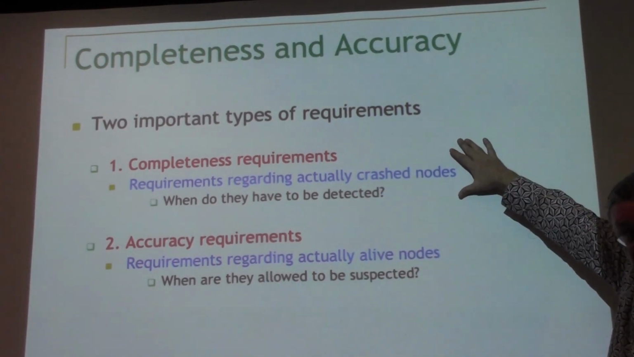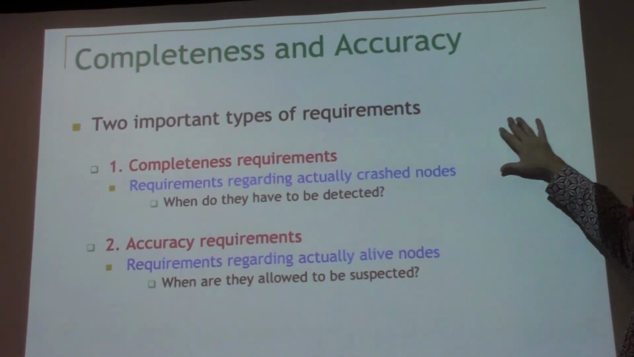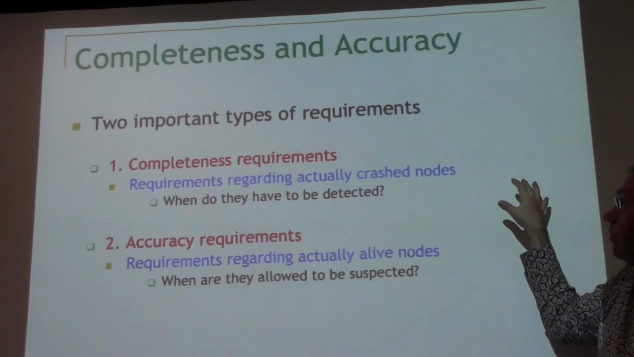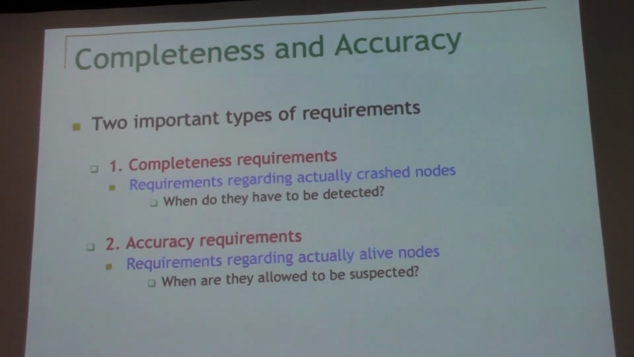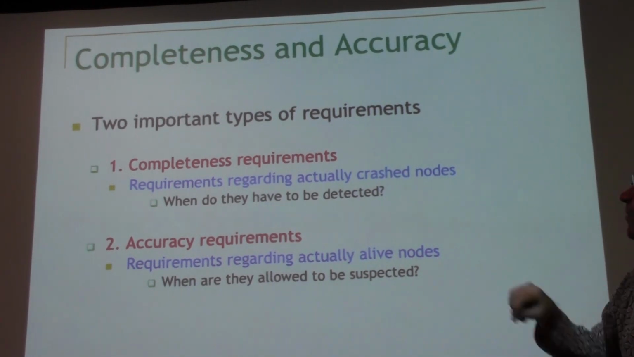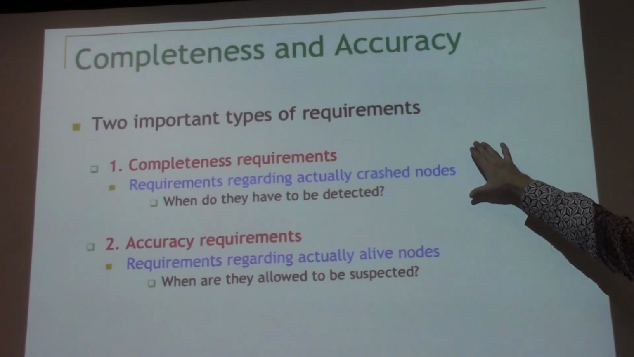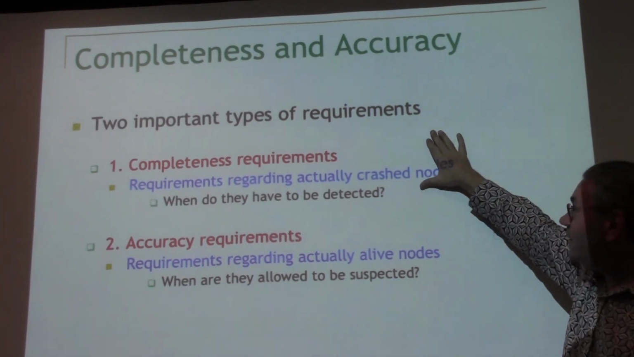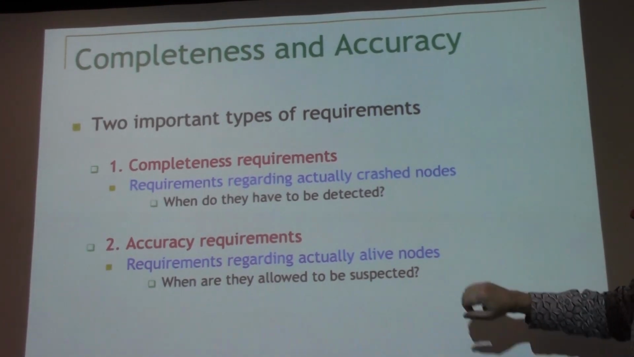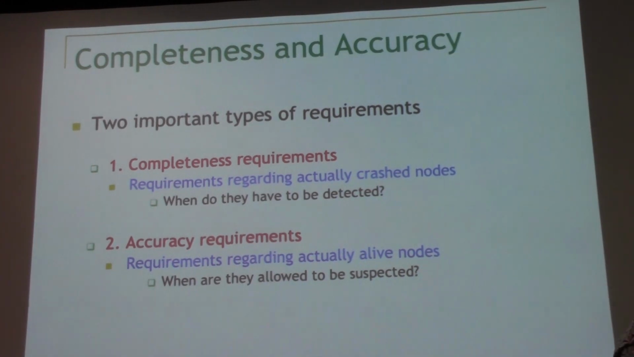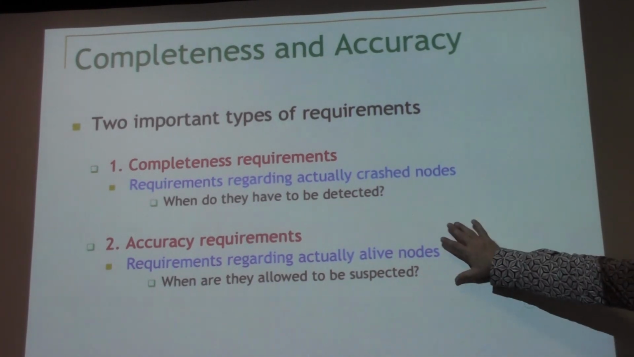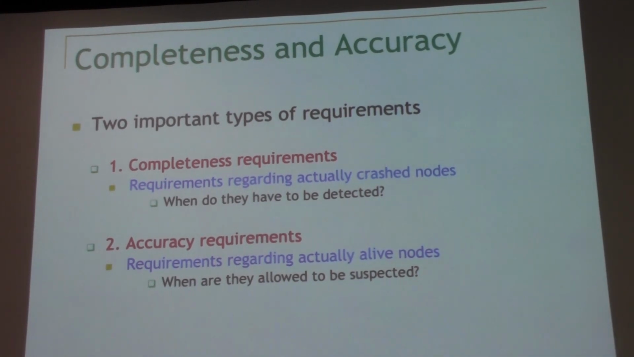So these are the two kinds of properties. You don't miss any nodes. It might take some time, but you eventually get them all. It's kind of like the Pokemon requirement: gotta catch them all or something like that. So that's completeness. But accuracy means you don't make a mistake. If you catch one, then it's really a Pokemon that you caught and not something else. So there's no mistake. Those are the two kinds of properties.